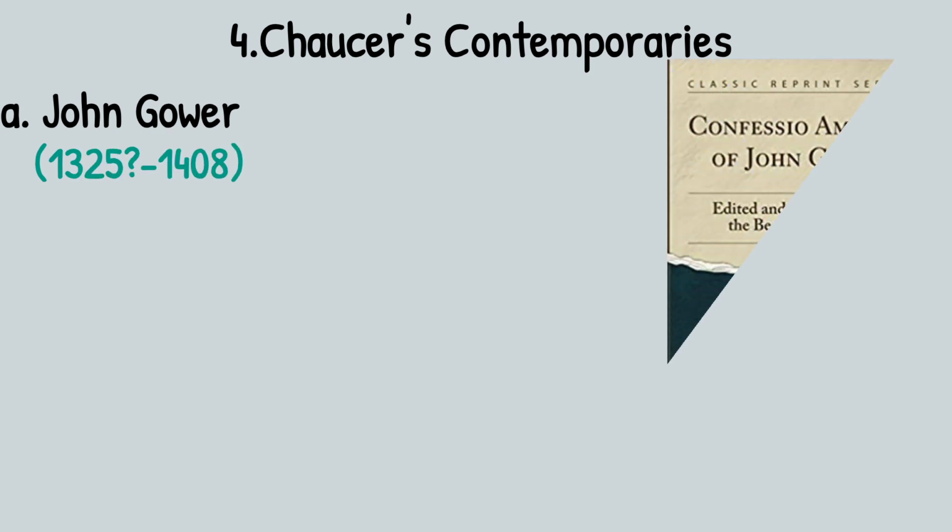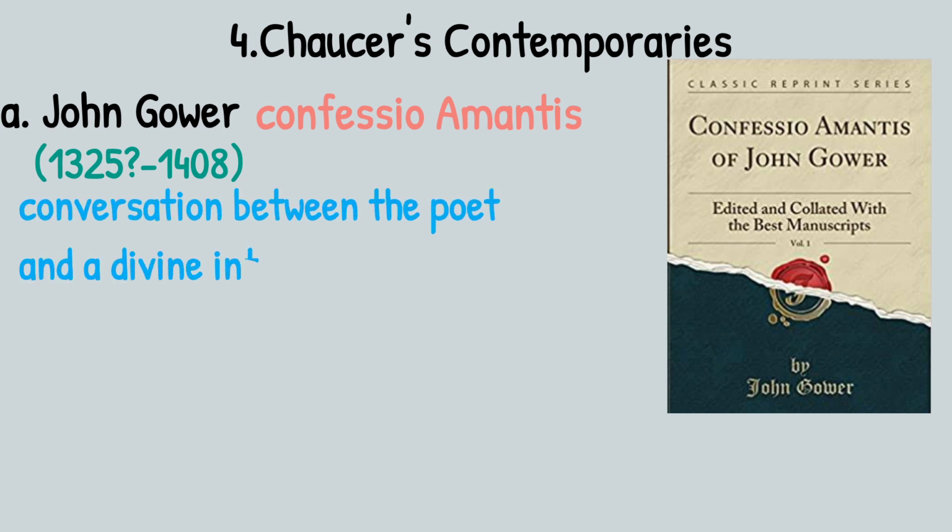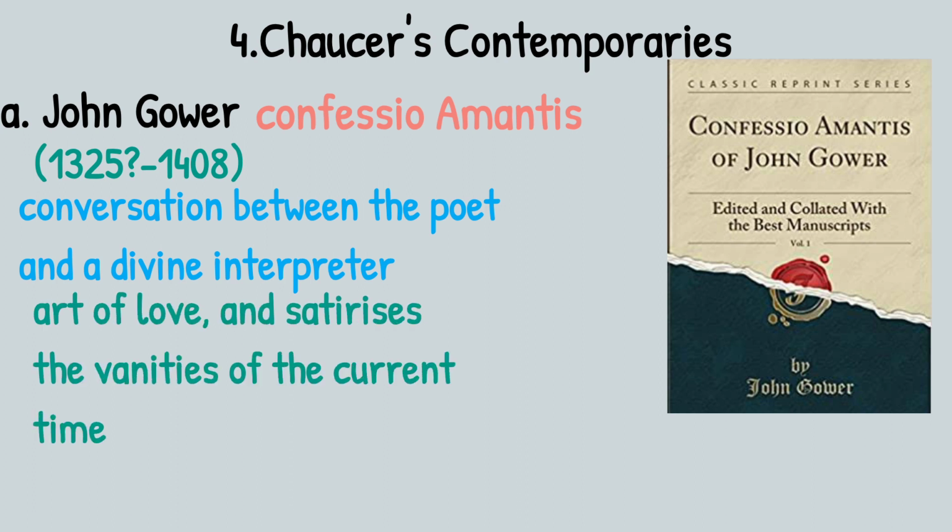Gower occupies an important place in the development of English poetry. Though it was Chaucer who played the most important role in this direction, Gower's contribution cannot be ignored. His important works include Confessio Amantis, which is in the form of a conversation between the poet and a divine interpreter. It is an encyclopedia of the art of love, and satirizes the vanities of the current time. Throughout the collection of stories which forms the major portion of Confessio Amantis, Gower presents himself as a moralist.